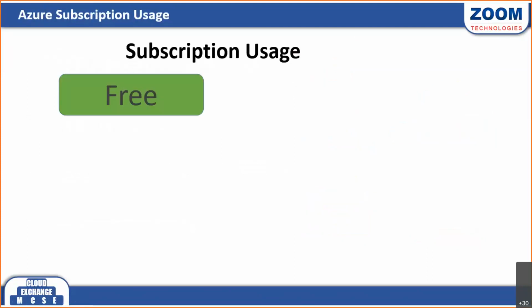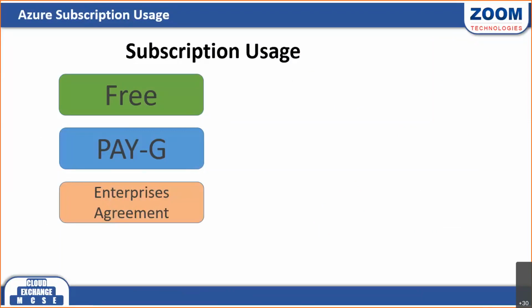We have subscriptions: free subscription, pay as you go, and enterprise agreement. We have these three subscriptions Microsoft is providing, and we are working on the free subscription. Later, if you want to continue, we can go for pay as you go. If you are using Microsoft services for a long time, you can go for an enterprise agreement also. Last class we also saw types of administrators and ways to manage Azure.